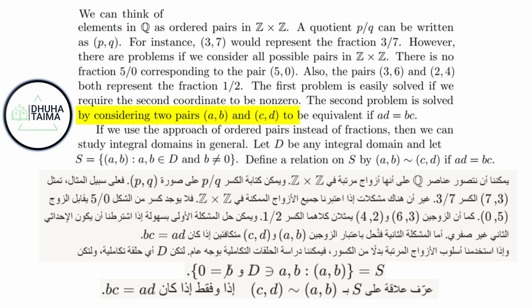ad equals bc. If we use the approach of ordered pairs instead of fractions, then we can study integral domains in general. Let D be any integral domain, and let S equal the set of pairs (a, b), such that a, b are elements of D, and b is not zero. Define a relation on S by (a, b) is similar to (c, d) if ad equals bc.